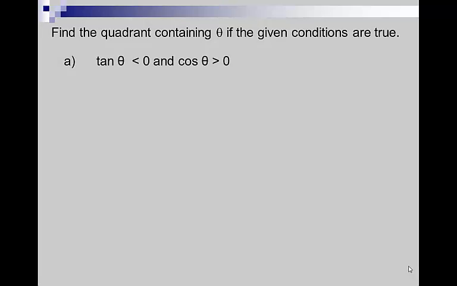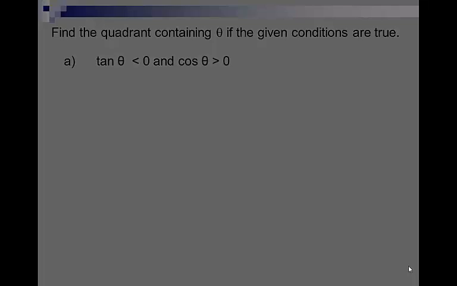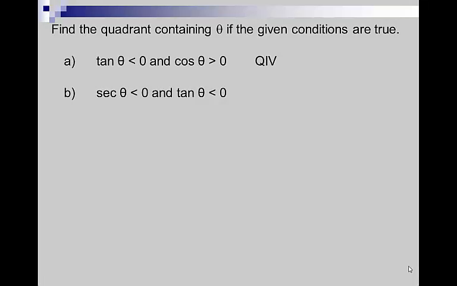So now we play a little game called Find the Quadrant. Find the quadrant containing theta if the given conditions are true. Now, where is tangent negative and cosine is positive? Well, tangent's negative in quadrants 2 and 4, and cosine is positive in quadrants 1 and 4. Therefore, theta has to be in quadrant 4.